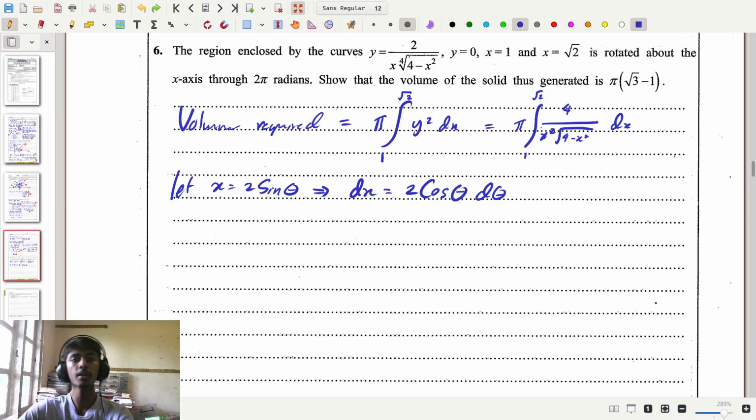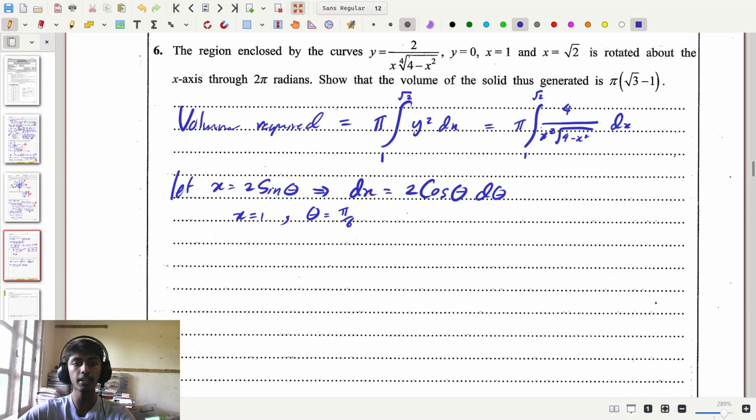Now furthermore, considering the rest of the integral, we have to integrate from 1 up to root 2. Considering the substitution here, when x is equal to 1, that means we have 1 equal to 2 sine theta, meaning 1 over 2 is equal to sine theta, meaning that if theta varies between negative pi by 2 and pi by 2, then we're going to have theta equal to pi by 6, since the sine of pi by 6 is equal to half.